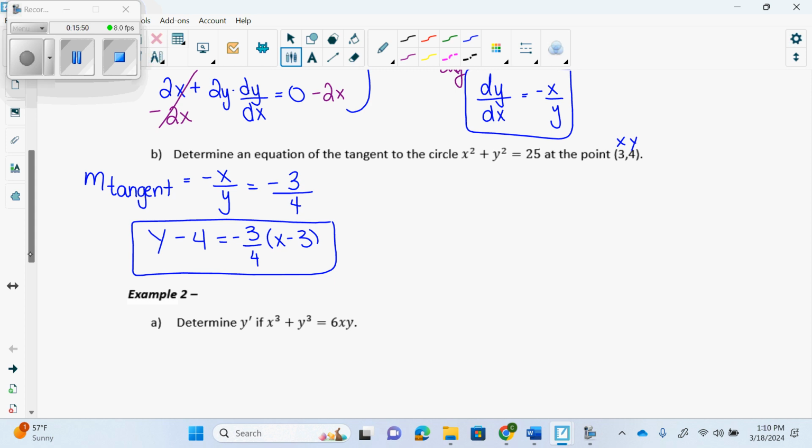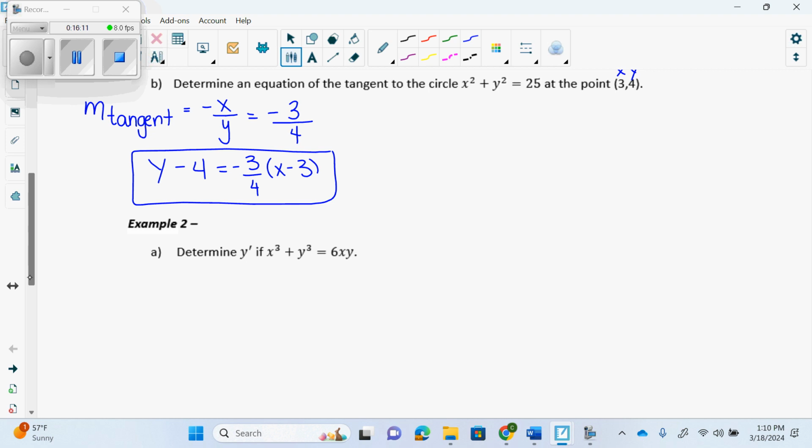Do you want to know why implicit is often done wrong? There's 2 reasons. One, you don't change the derivative of 25 to 0. I'm not joking. That's like top error 101. And the second one is if you look at this example. So we have x cubed plus y cubed equals 6xy. Do you know what people do? They go 3x squared plus 3y squared dy over dx equals 6y prime. What they don't spot is, what is this?